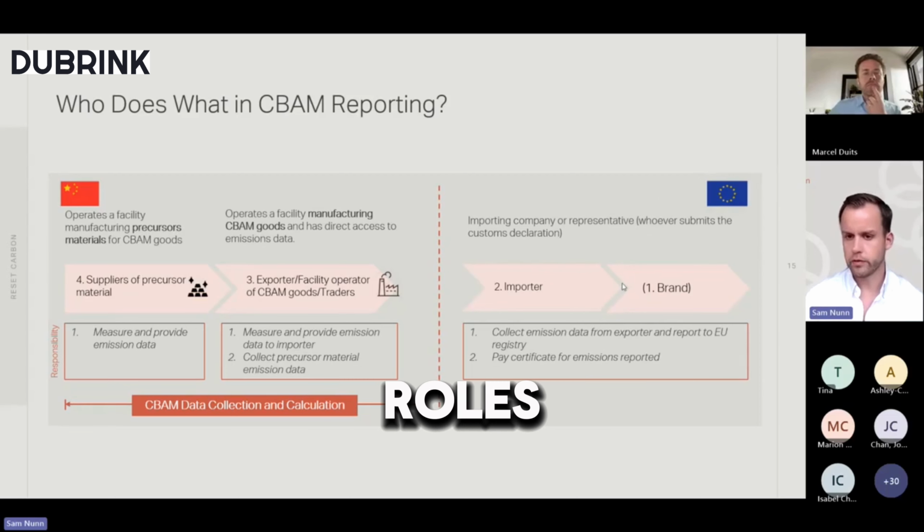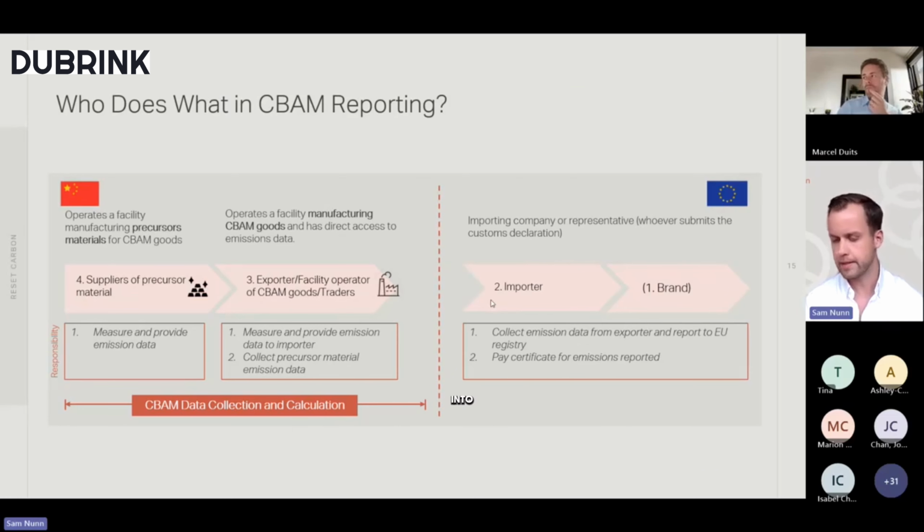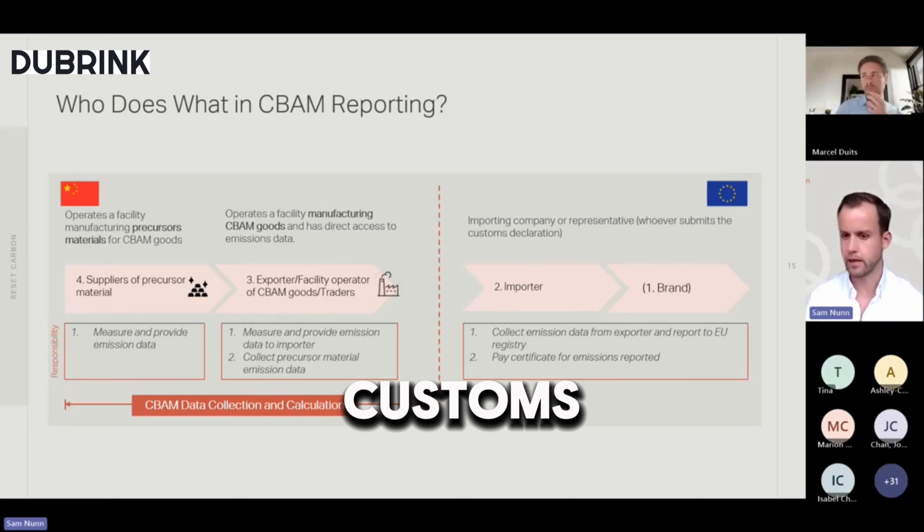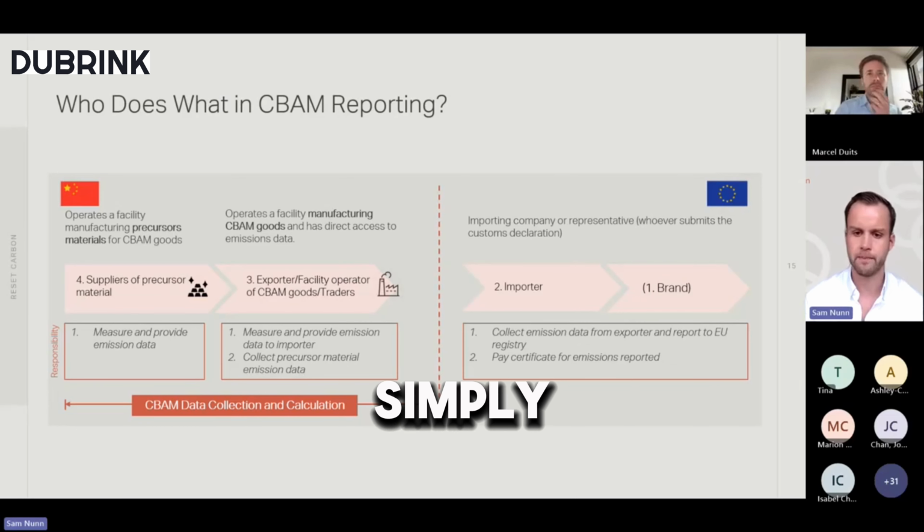Basically, there are two roles that are played by companies in the EU. The first is the brand, the second is the importer. Right? These could be the same or they could be different. Basically, the importer is the person who is actually the one bringing the products over the border into the EU and filling in the customs declarations, to put it very, very simply.